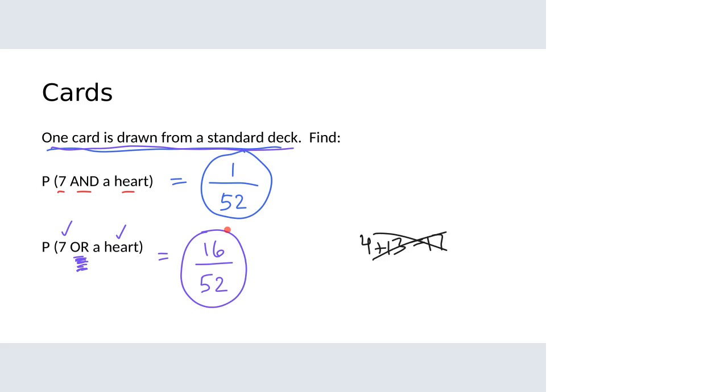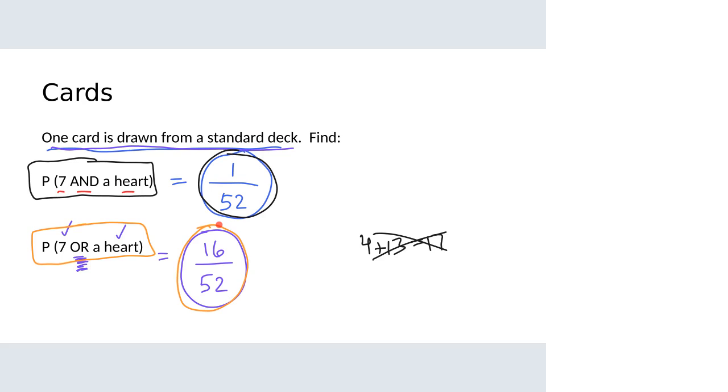The last thing I want to mention here before we leave this page is this. This question says, find the probability of a 7 and a heart. And the answer was 1 out of 52. This question says, find the probability of a 7 or a heart. And the answer is 16 out of 52. Very similar questions with very different answers.